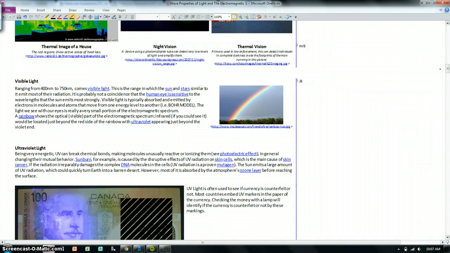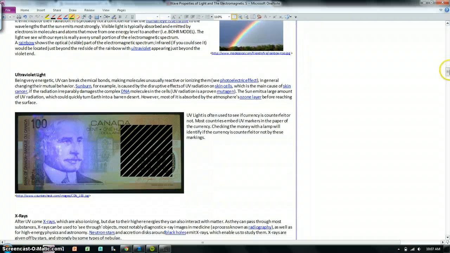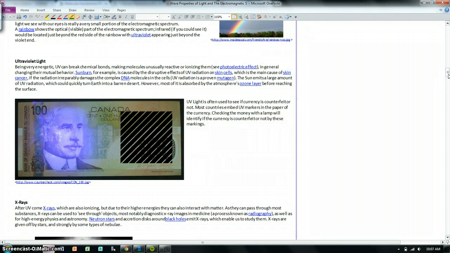Visible light we talked about, 400 to 750 nanometers, which is really, really tiny distances. Ultraviolet light, we get that from the sun. The sunscreen that we use actually absorbs that and keeps it from damaging our skin, but it's also used to check dollar bills to see if they're counterfeit or not. So we can see that in older bills.